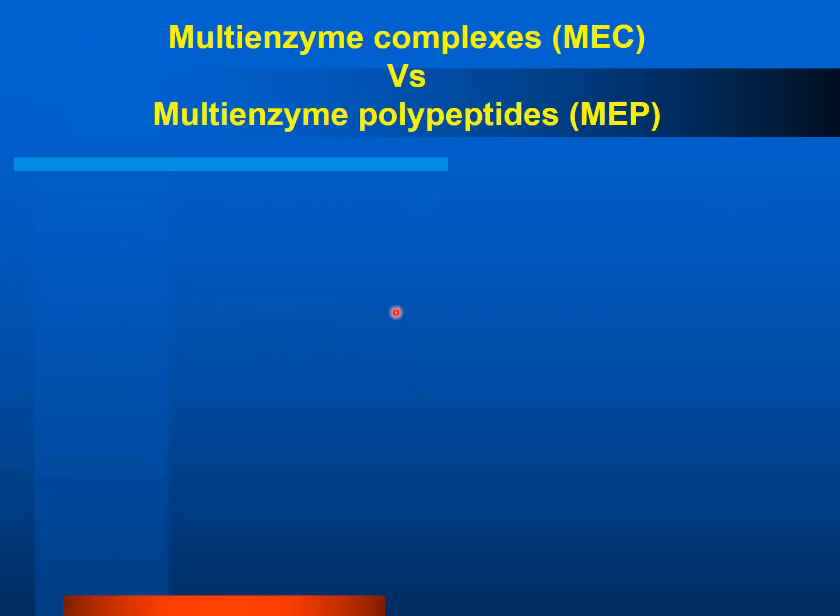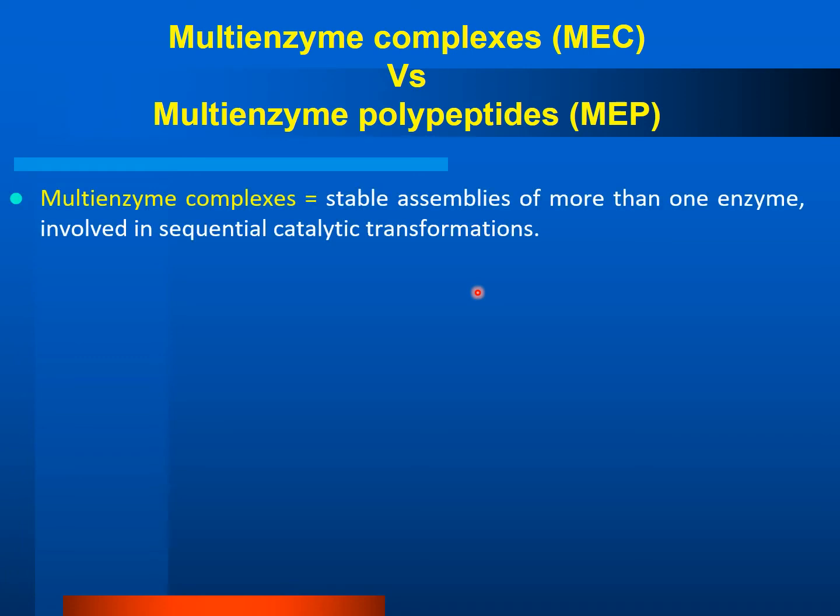When we discuss the topic of multi-enzyme systems, there are two common terminologies which are often used, and we should be very clear about them. These are multi-enzyme complexes versus multi-enzyme polypeptides, abbreviated as MEC and MEP. Let us see what they are. Multi-enzyme complexes are stable assemblies of more than one enzyme involved in sequential catalytic transformations.